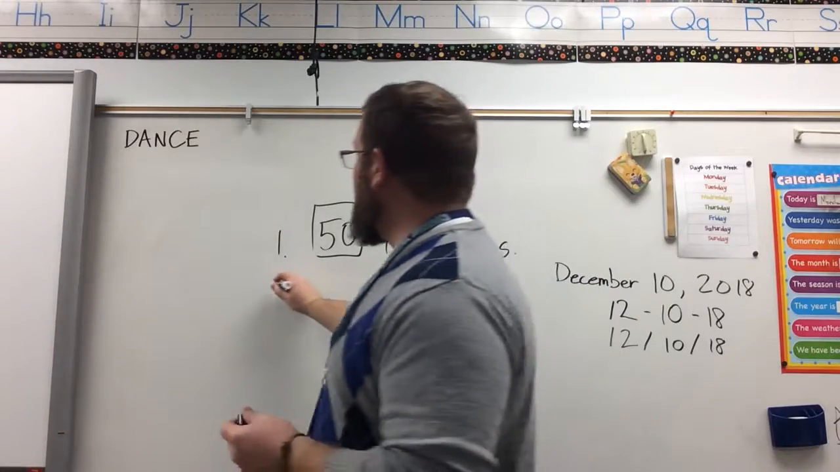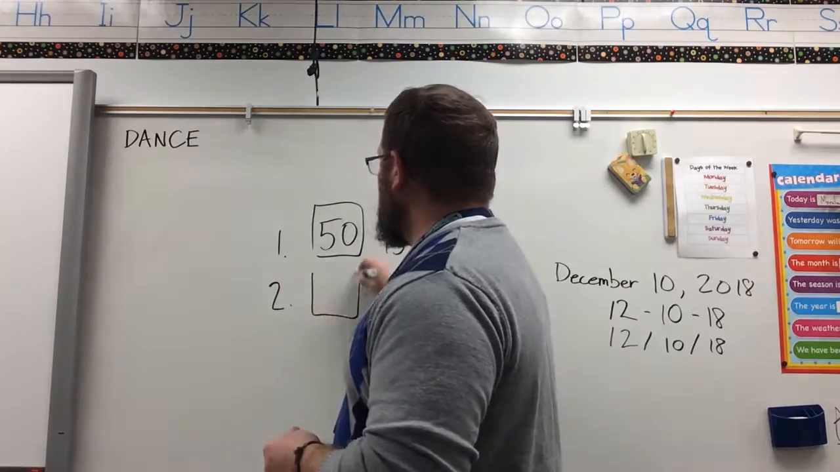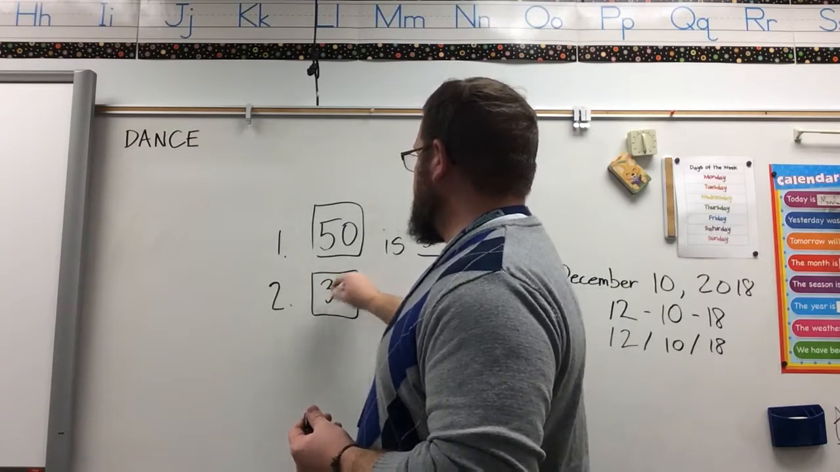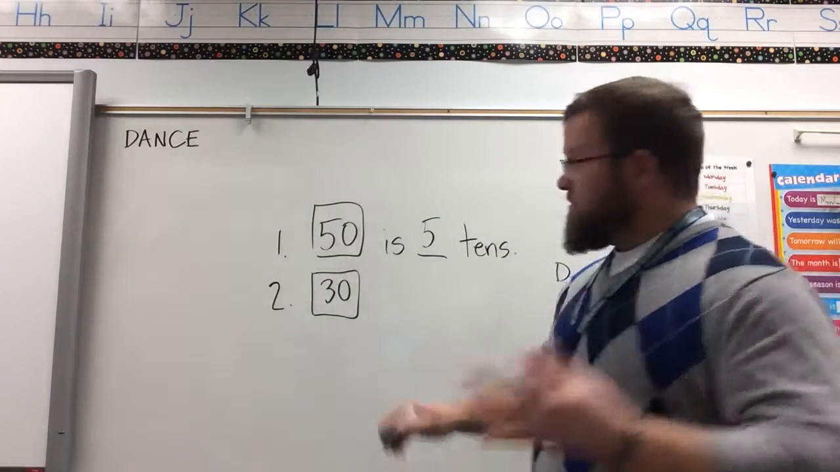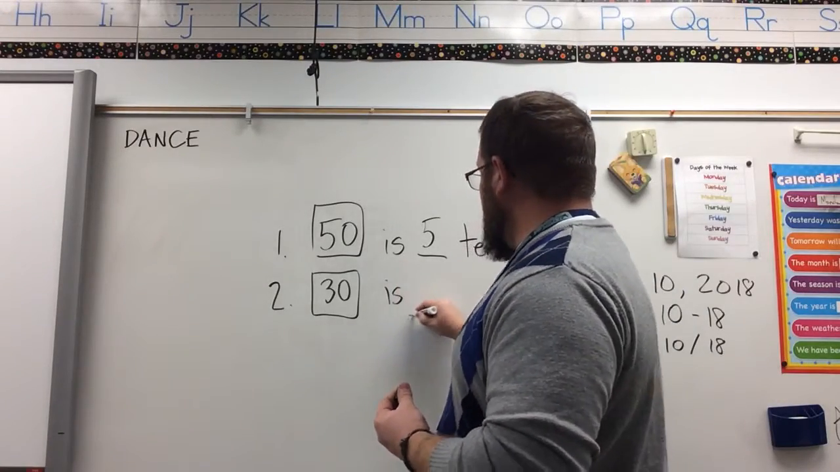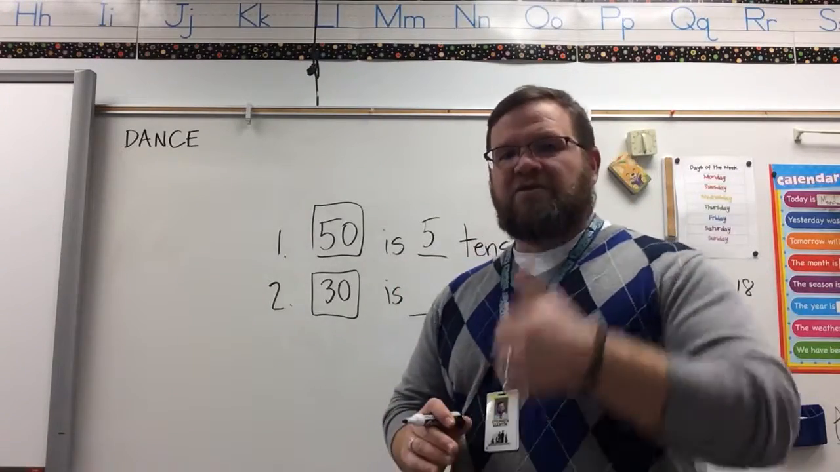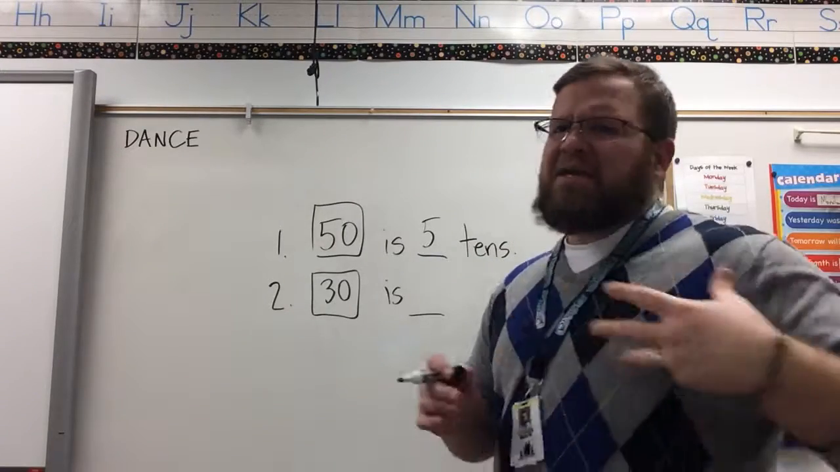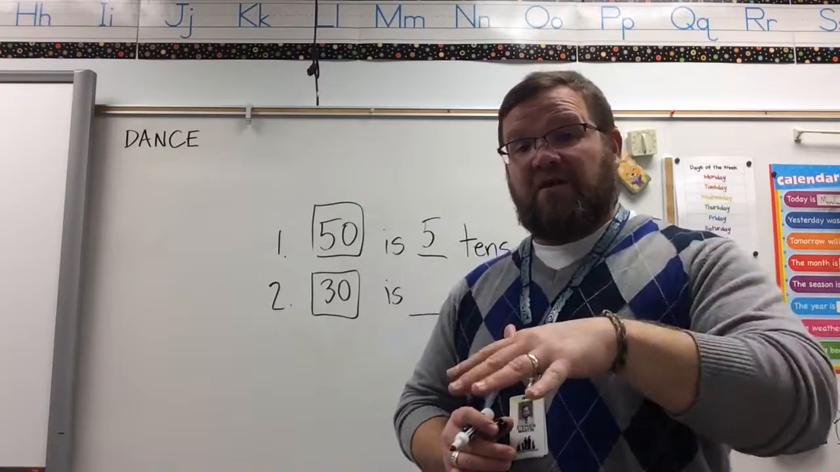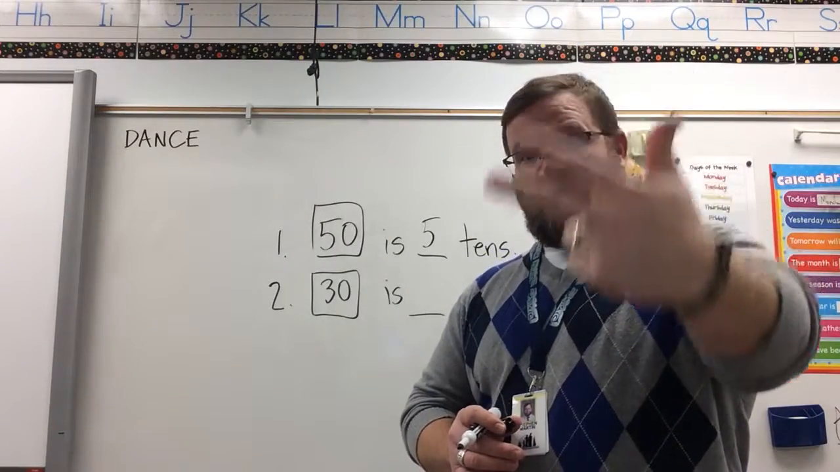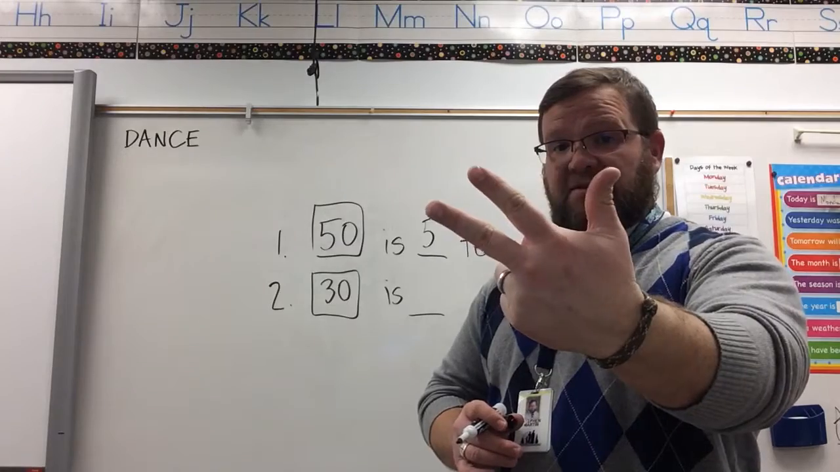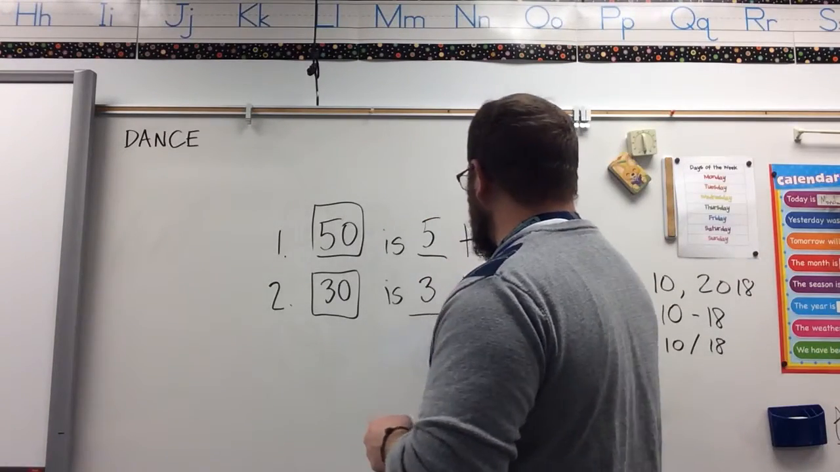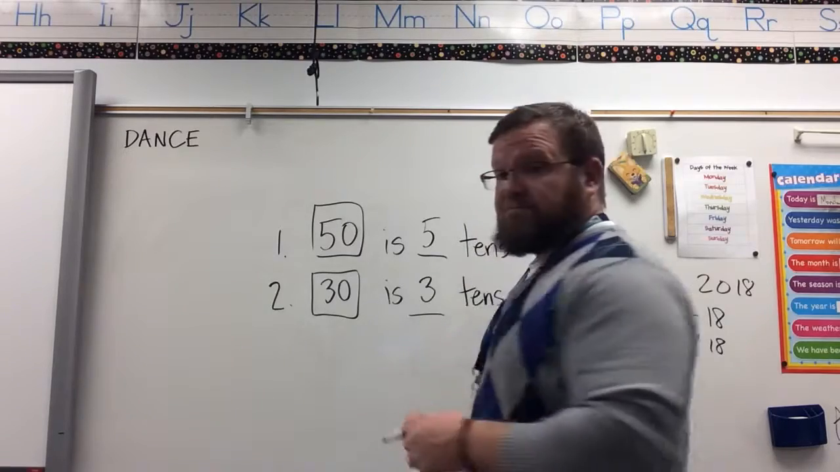And so we can look at other numbers and do the same thing with it. Why don't we do 30? Okay? So 30 is how many tens? How many times do I have to count by tens to make it to 30? Okay? How many times do I have to count by tens before I get to 30? 10, 20, 30. So 30 is how many tens? That's right, 3 tens. 30 is 3 tens.